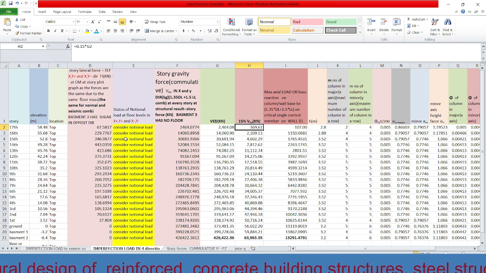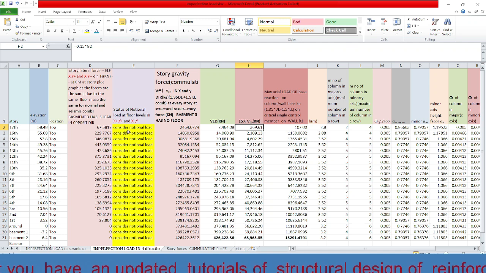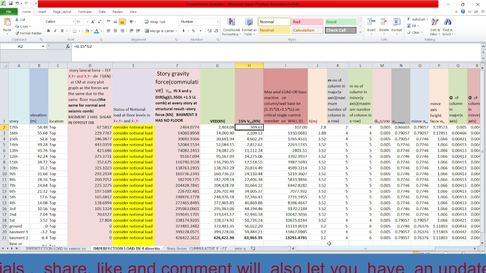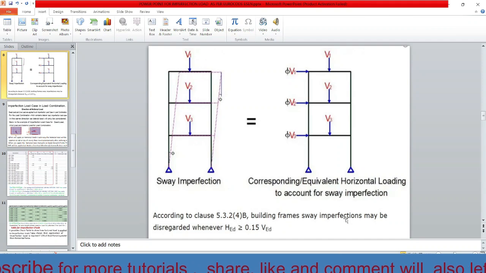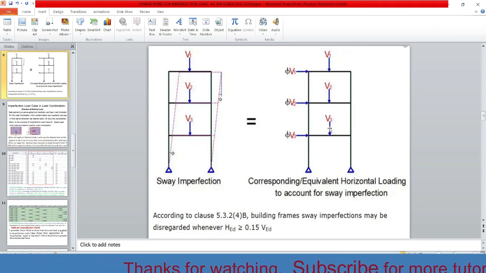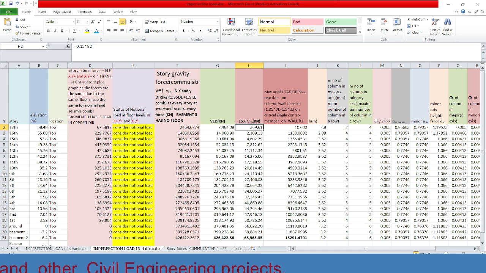So this is how we can determine whether the notional load or the imperfection load will be considered in our structure or not. Okay. So here this V1, V2, V3 is nothing but the value of the story gravity forces, which will be obtained from ETABS.